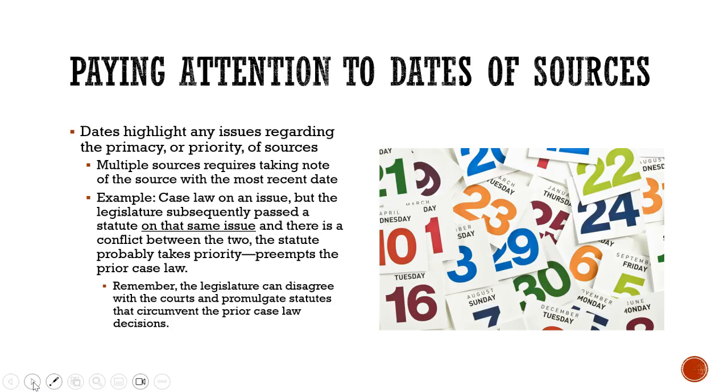So dates are important because they highlight any issues regarding the primacy or priority of sources. And when we have multiple sources, we have to look at the source with the most recent date. An example: case law on an issue, an issue being a legal problem, but the legislature subsequently passed a statute on that same issue that's completely conflicting with what case law has brought about.